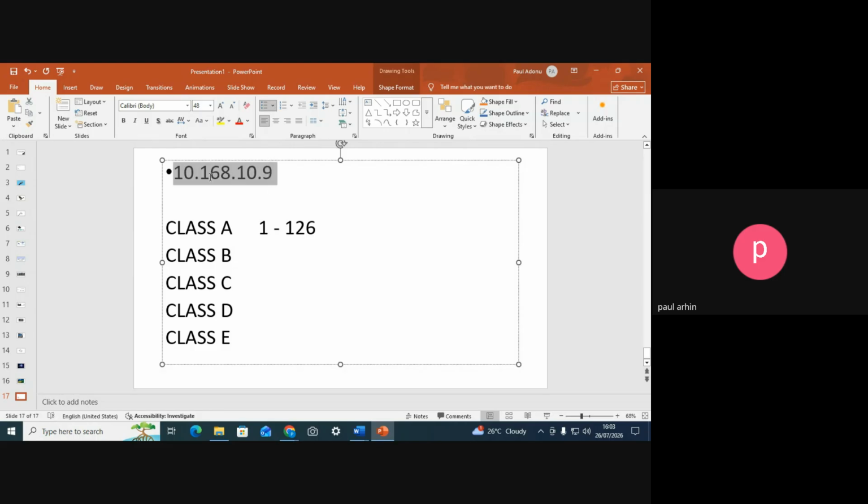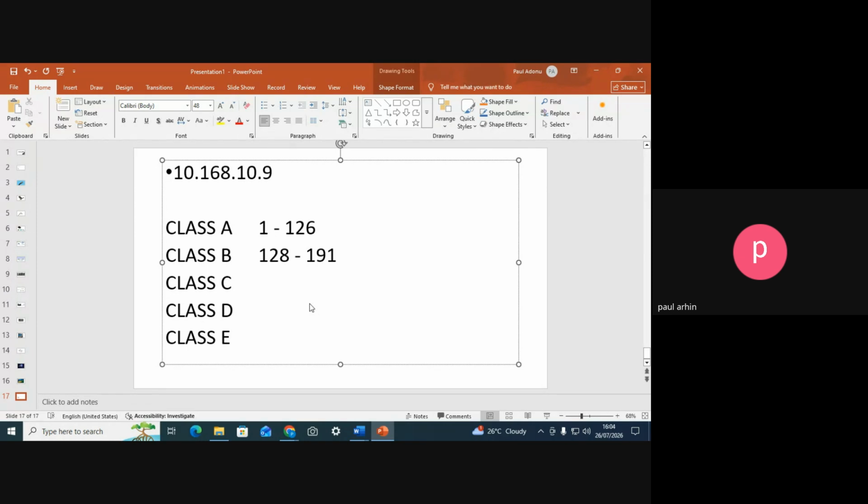So we can see that this IP address here is a class A IP address. It is only the first octet we observe. Just the first octet we are observing here, not the second octet or third or the fourth. The first one must be in the range of 1 to 126. Noted? Then for class B, it must be in the range of 128 to 191.